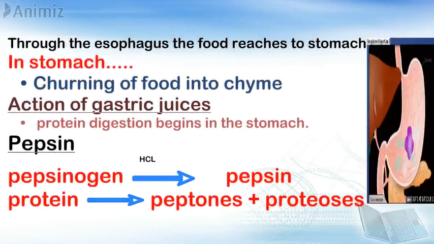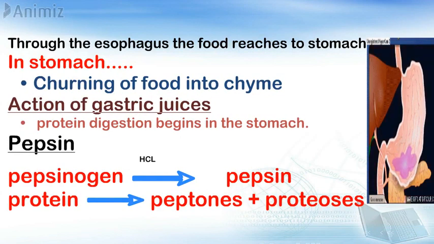Digestion in stomach. Here, the protein digestion begins. Various types of digestive enzymes are present: pepsin, renin, gastric lipase, etc. Pepsin is produced in the inactive form, that is pepsinogen. In the presence of HCl, it converts protein molecules into peptones and proteoses, which will be further broken down into simple form, amino acids, in the small intestine.